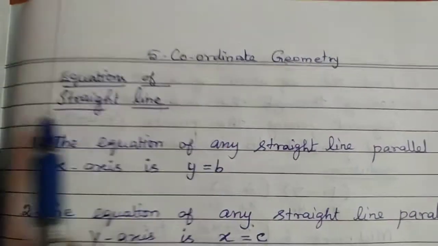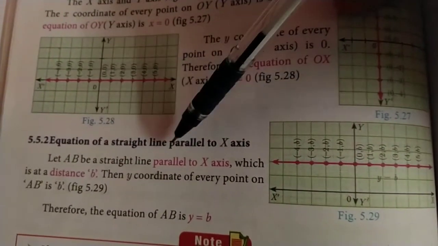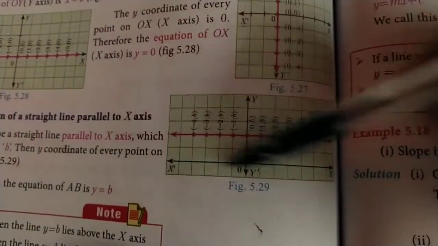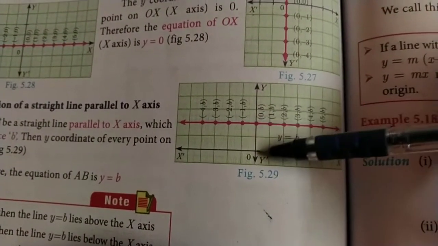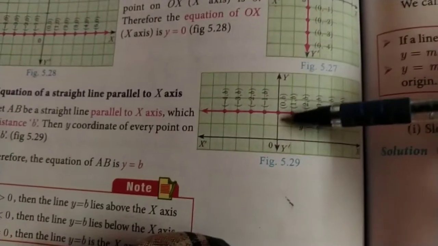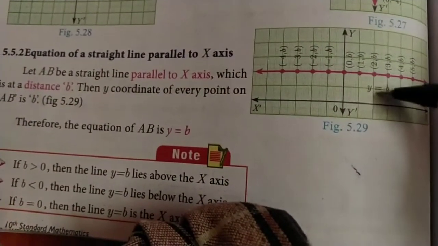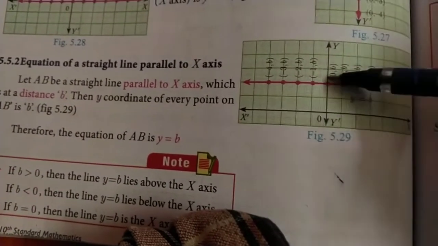Coordinate geometry. We are going to see the equation of a straight line. Listen. First, you see the formula. Equation of the straight line parallel to x-axis. Draw one line parallel to x-axis. I will take this value equal to b. The equation of the line parallel to x-axis is y equal to b. The line parallel to x-axis means y equal to b.